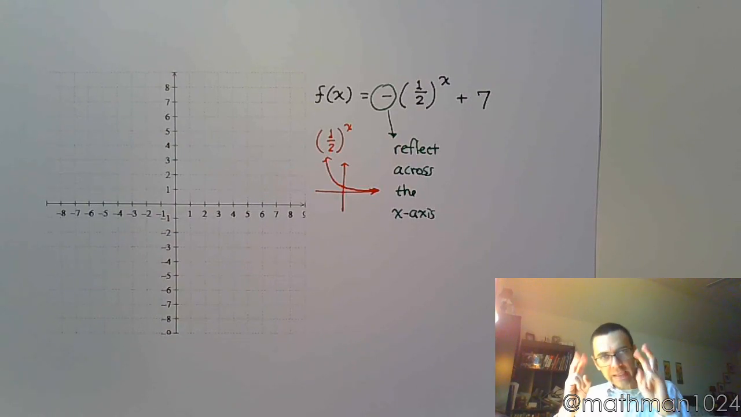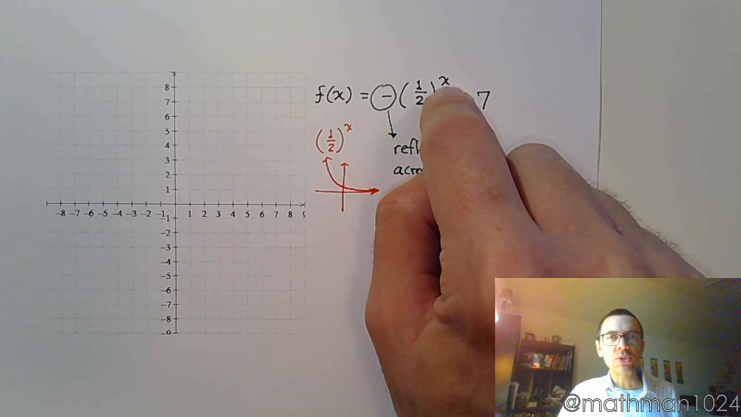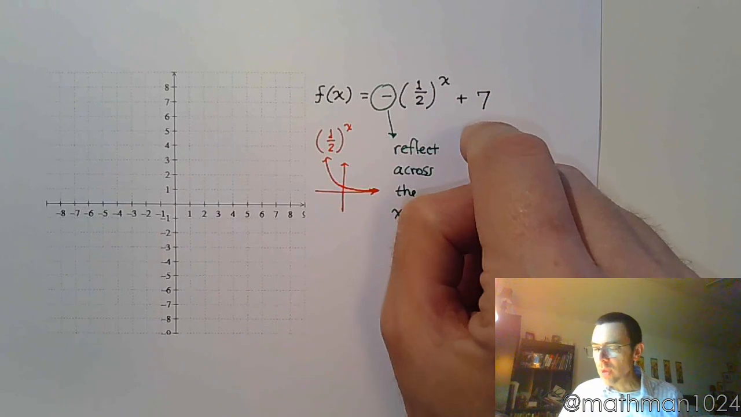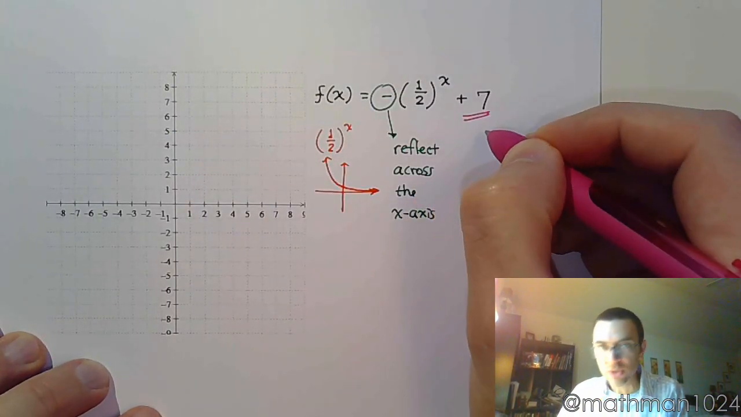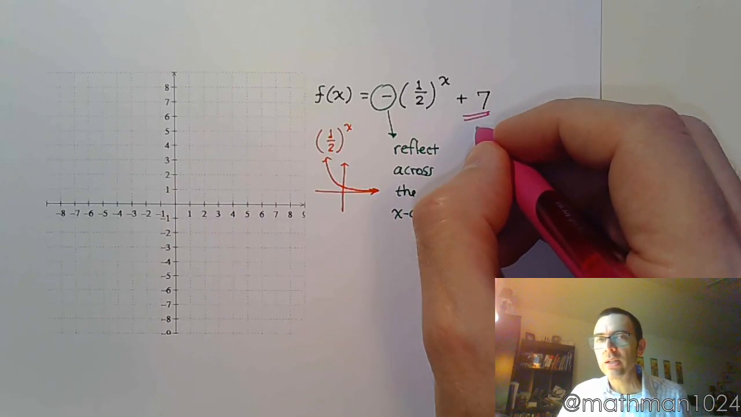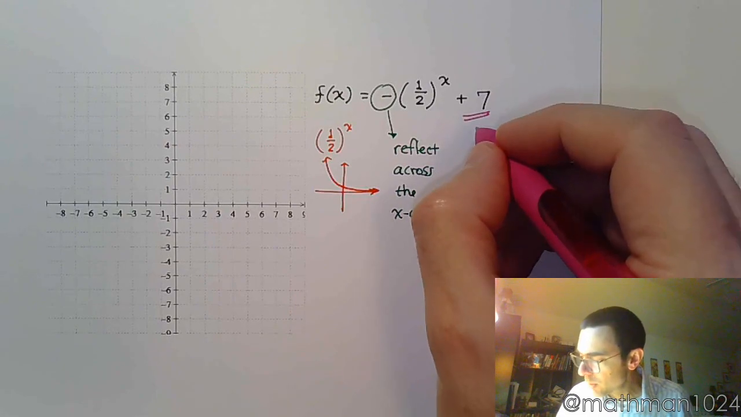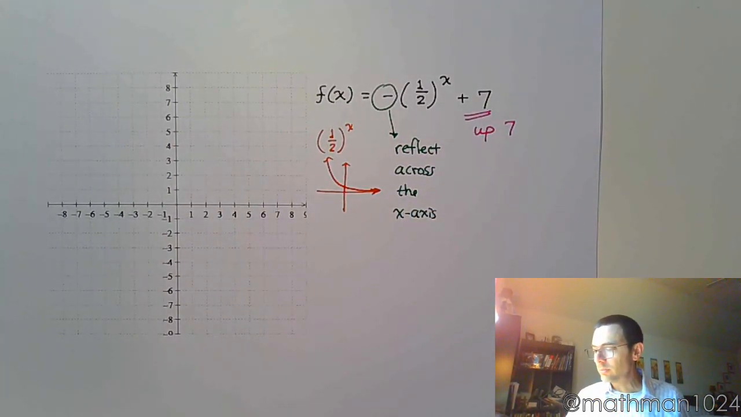Now, is there anything inside the function, inside the exponential part? Well, this is just x. There's no plus or minus to this, so there's no shifting left or right. But then you've got plus 7. So plus 7 is out here by itself. It's outside of the influence of the exponent. So it's outside a vertical shift doing exactly what we see. So that's going to be up 7 units.